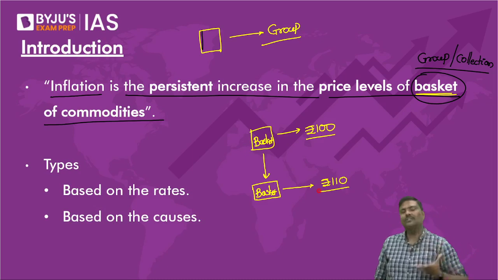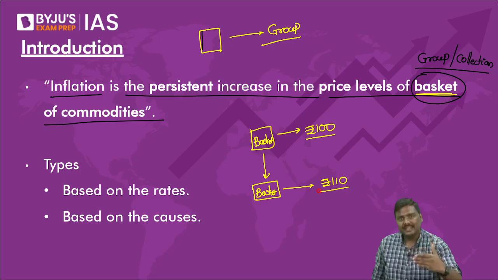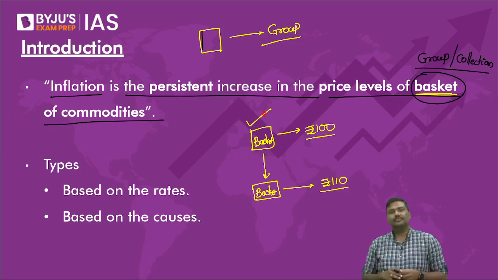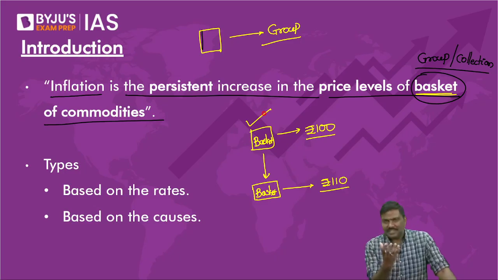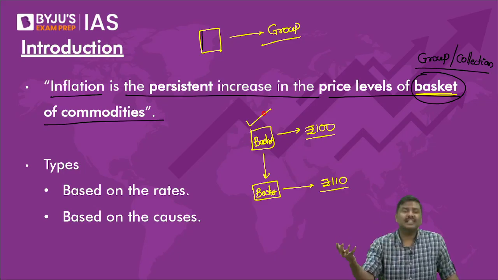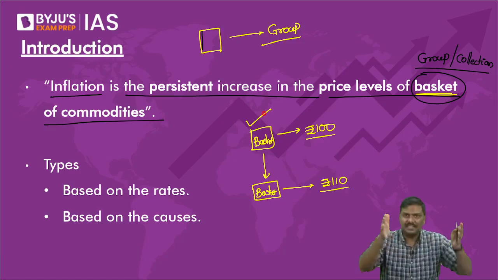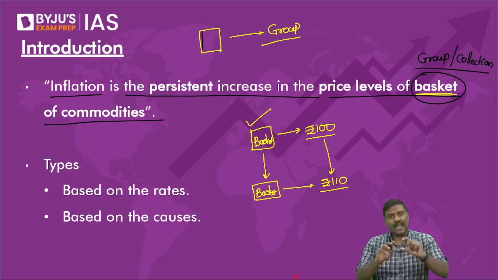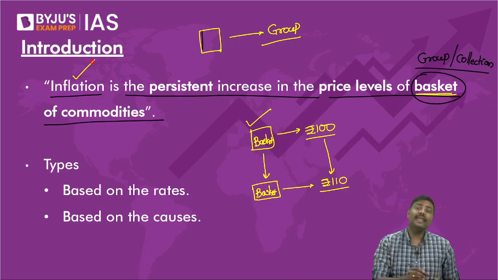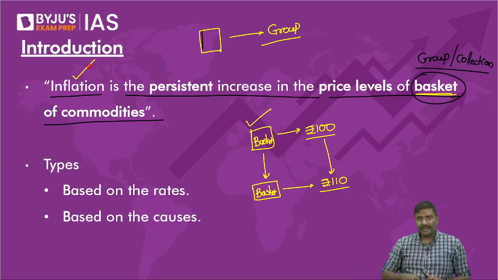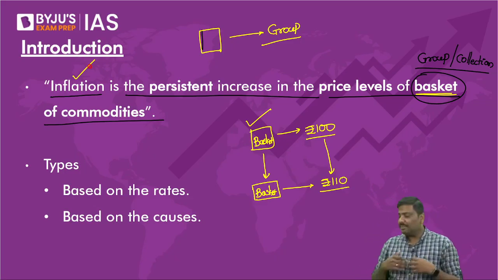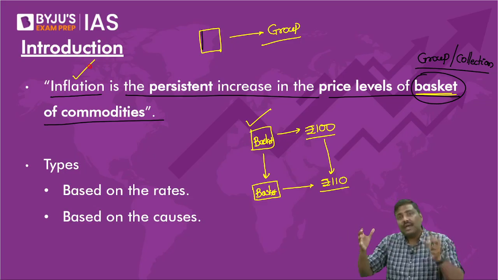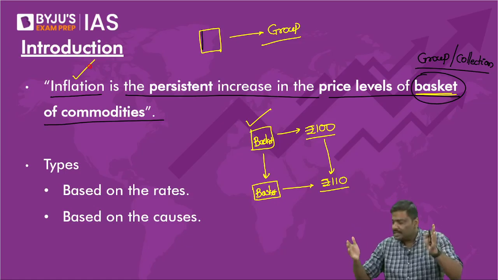Now, simple question to all of you. Look at the example. Can I say that for the basket, the price level has gone up? For the same basket, the price level means how much money you are paying to purchase that basket. It has gone up. So if this happens in the country, if this happens in the economy, this is called inflation. Inflation is nothing but persistent. Persistent simply means continuous. Continuously, the prices of a basket of commodities have gone up.